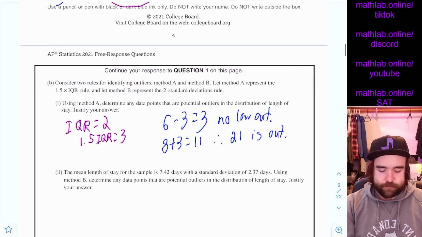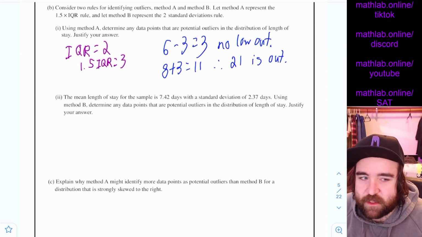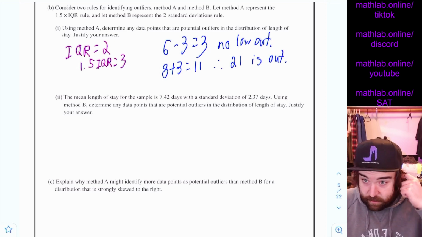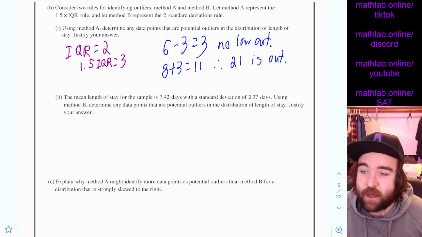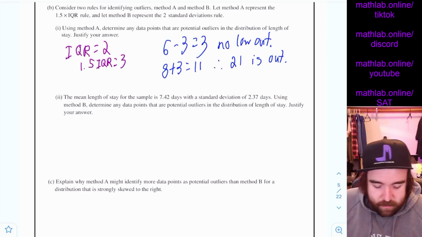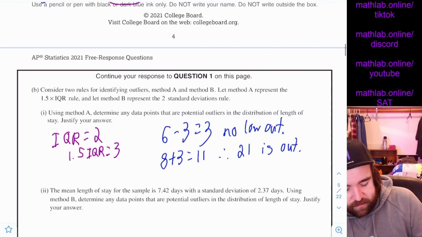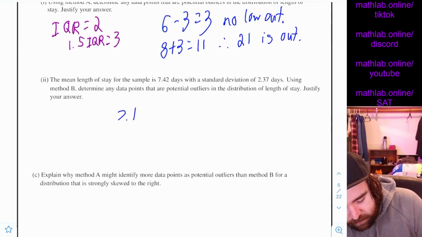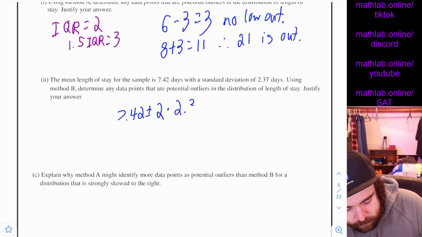And then the next part: the mean length of stay for the sample is 7.42 days with a standard deviation of 2.37. Very glad they gave that to us. Using method B, determine any data points that are potential outliers. Okay, so here they told us, luckily, that it's 2 standard deviations. I kind of forgot about that idea. So we want to do 7.42 plus or minus 2 times the standard deviation.